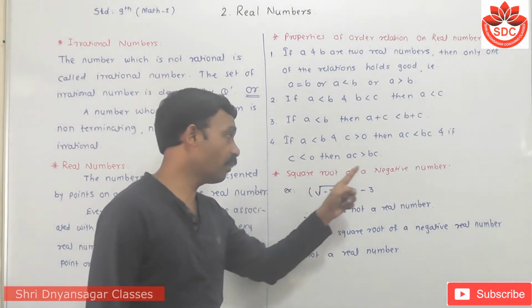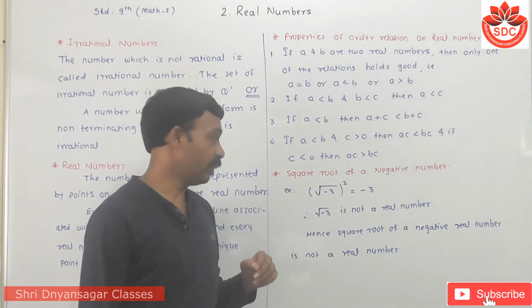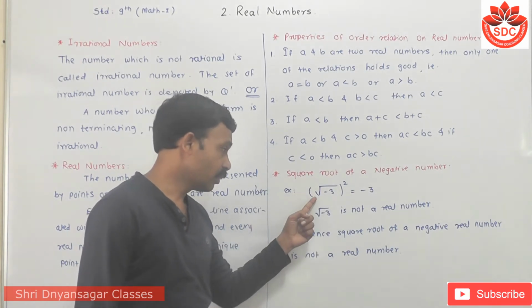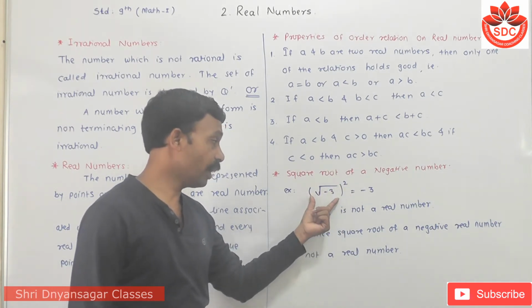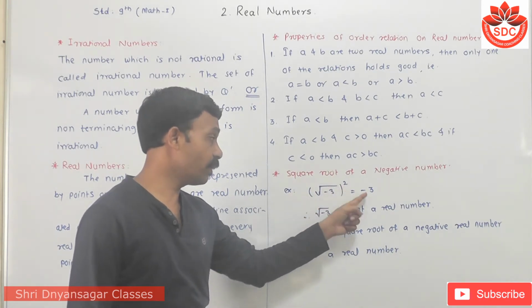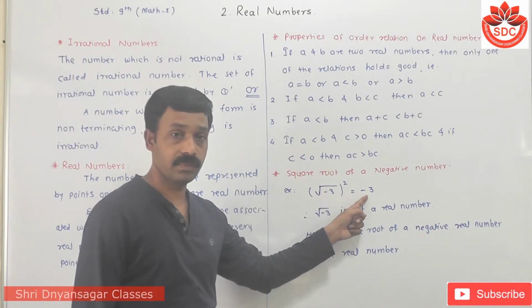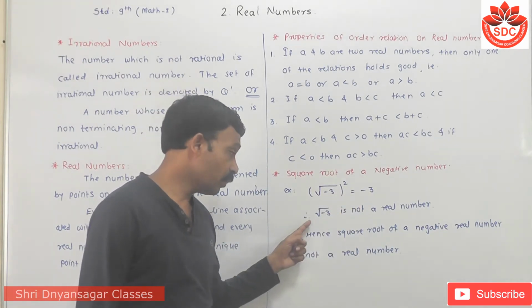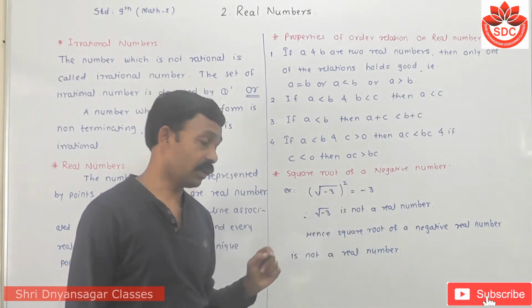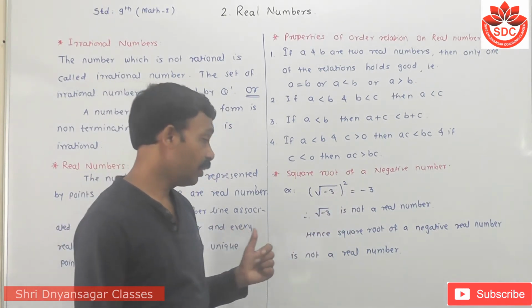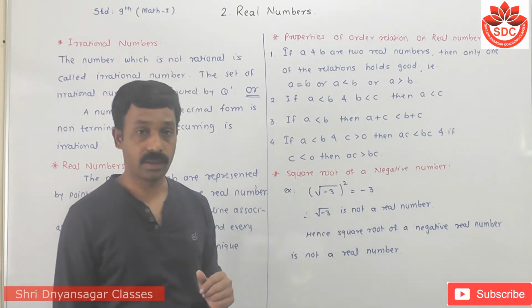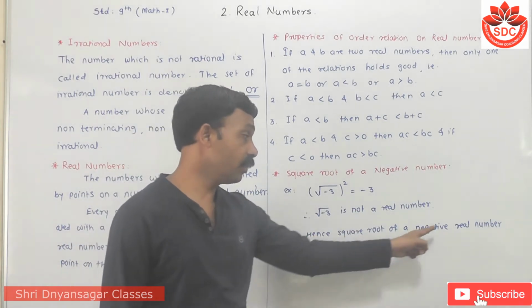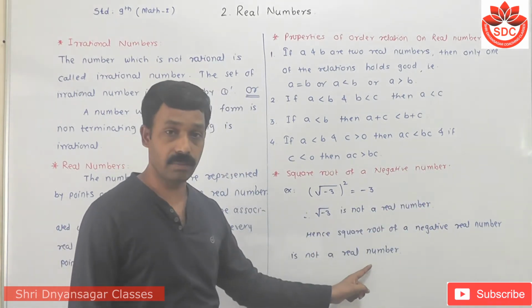Then the next one is the square root of negative numbers. Students, here we take one example. Root of (minus 3) square: we have to find the square root of this, which becomes minus 3. Therefore, root of minus 3 is not a real number. Hence, the square root of a negative real number is not a real number.